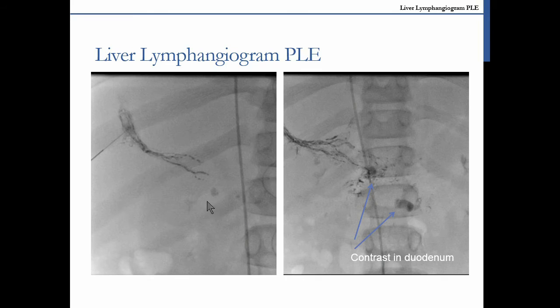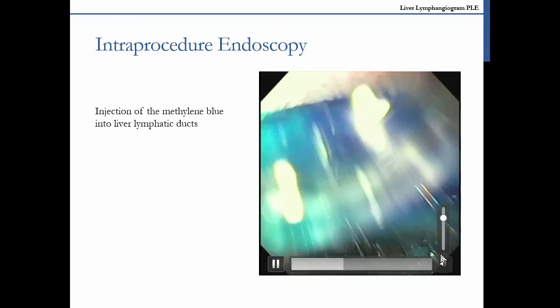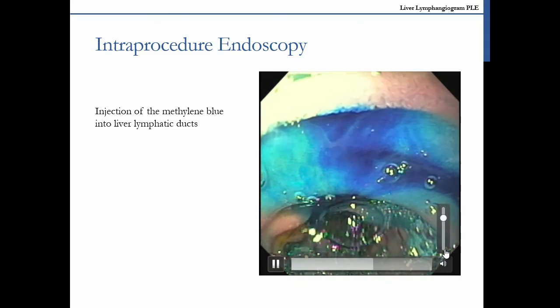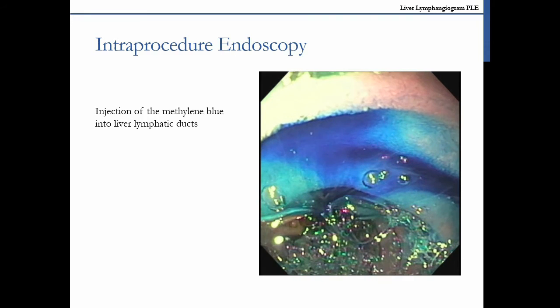So this is our first patient. The moment we put the needle in, immediately we can see the leakage of the contrast in the duodenum. And if we inject blue dye while we're doing an endoscopy, absolutely, it's always the same location. It's 1 or 2 centimeters above the ampulla of Vater. We have 5 cases.